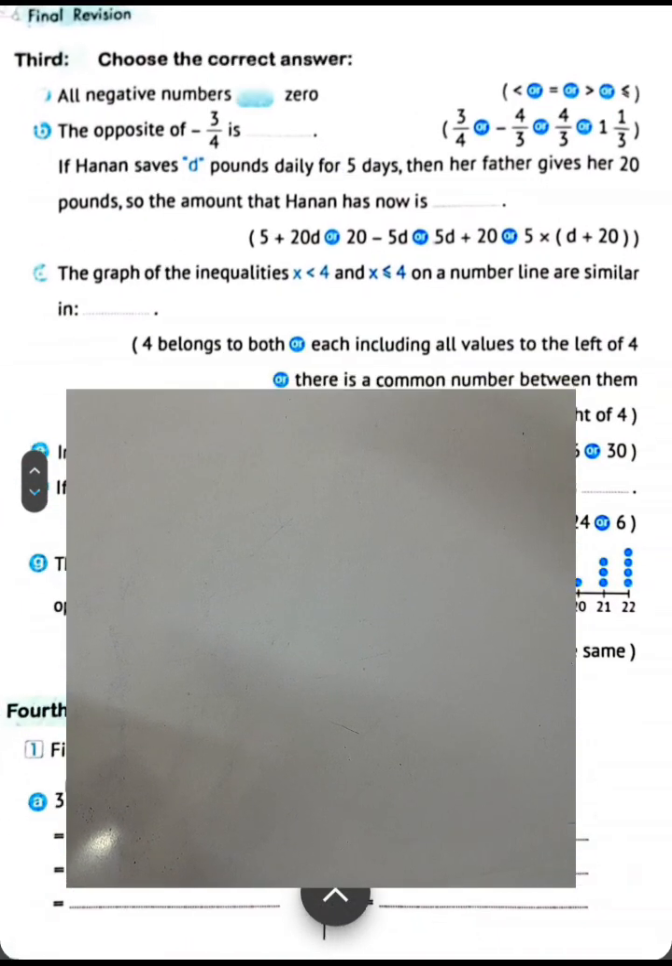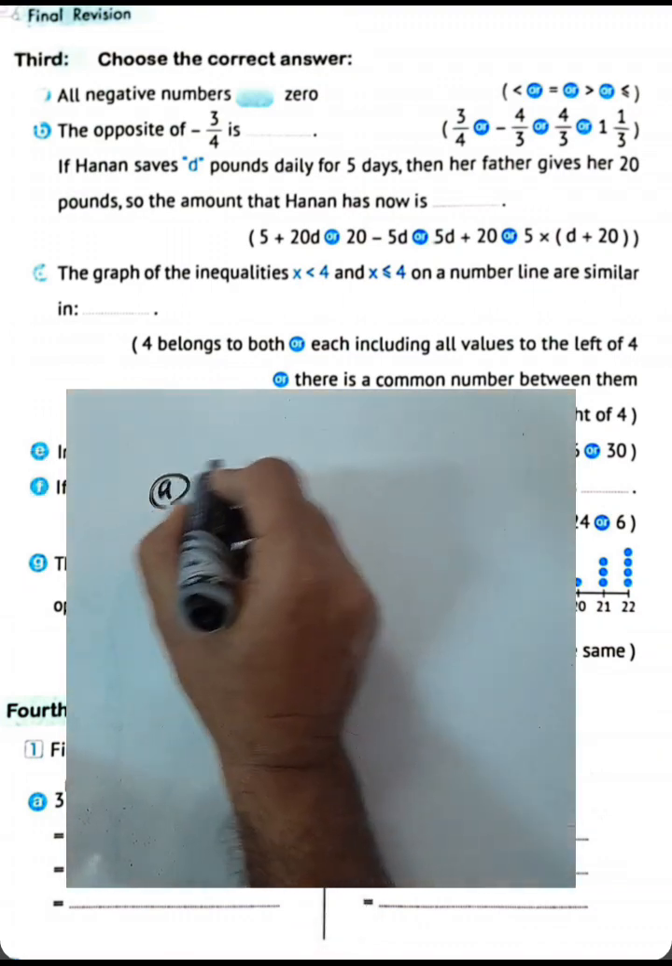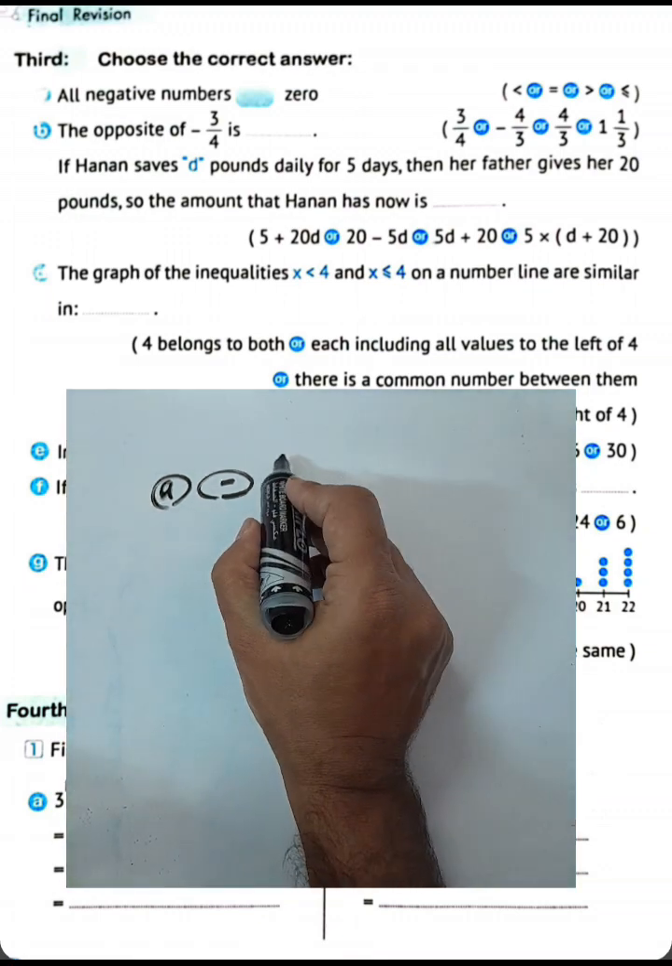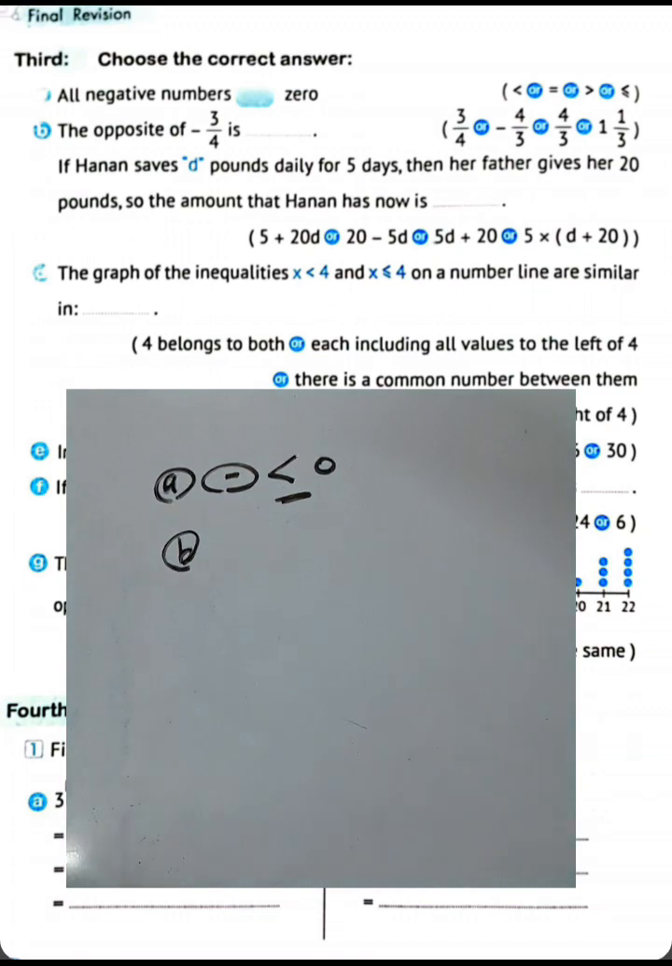Third, choose the correct answer. All negative integers, such as negative 1, negative 2, negative 3, are less than 0. Right, less than here.